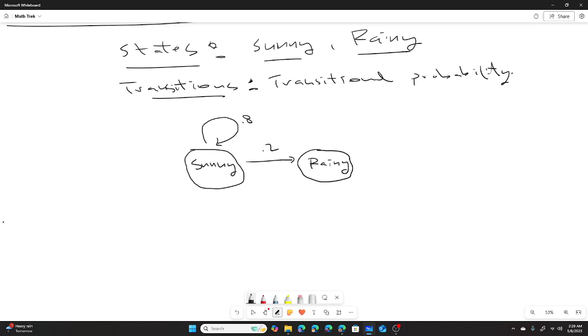Now, similarly, suppose that today is rainy. What is the probability that tomorrow will be rainy? Let's suppose that if today is rainy, then the probability that tomorrow will be rainy is 60%. If that's the case, we say that 60% is 0.6. But then the probability that tomorrow would be sunny would be 40%, which is 0.4.